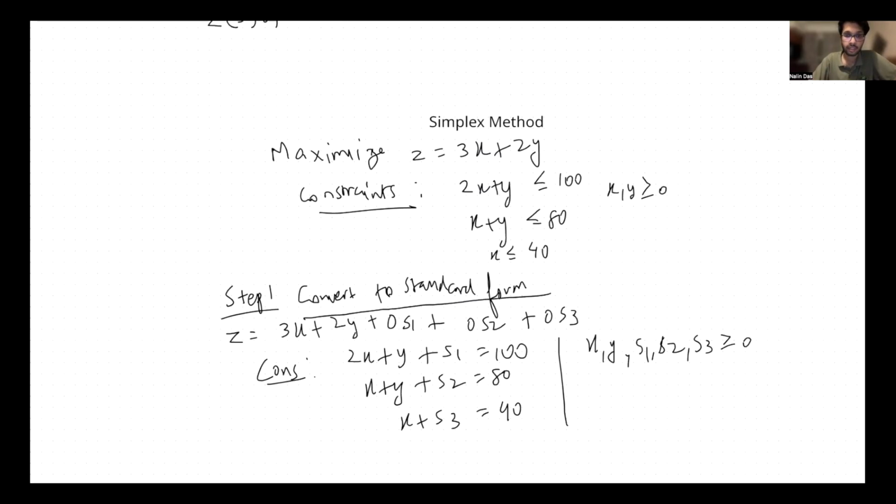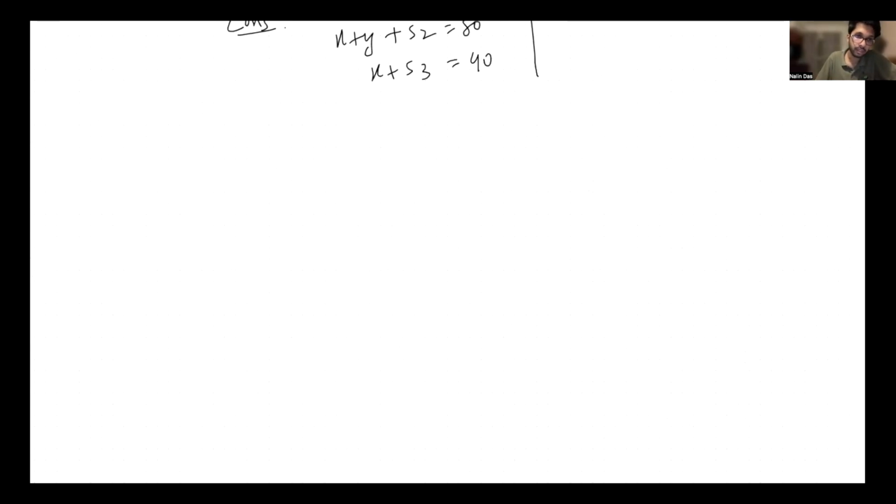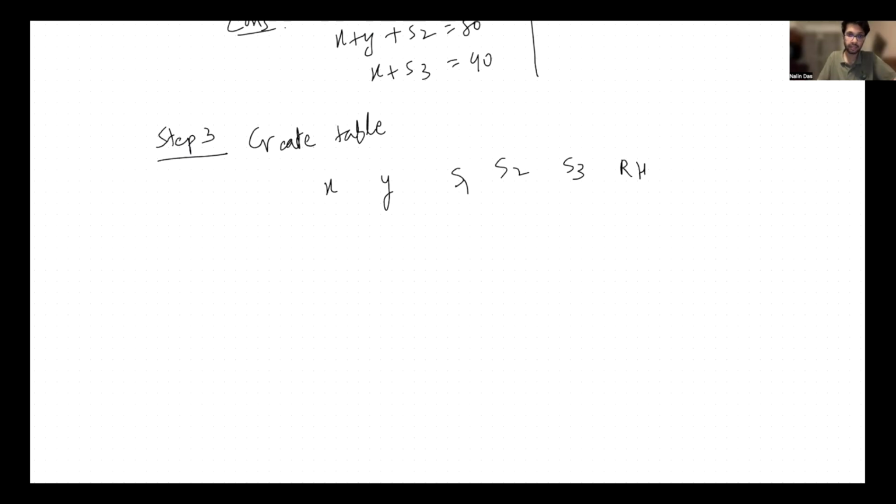Now coming to the next step, step 3, is to create the initial table. So the way this works is, first we have x, and we have y, and we have s1, s2, s3, and then we have an RHS term. Then we have z, s1, s2, s3.